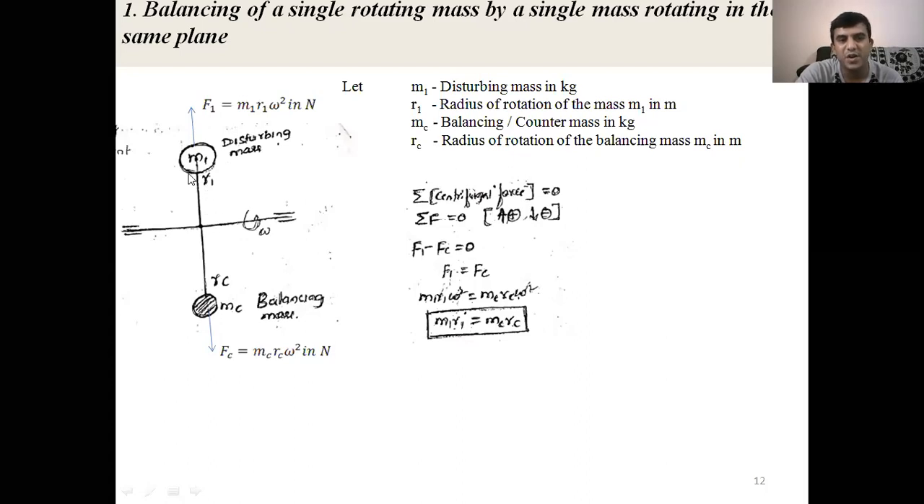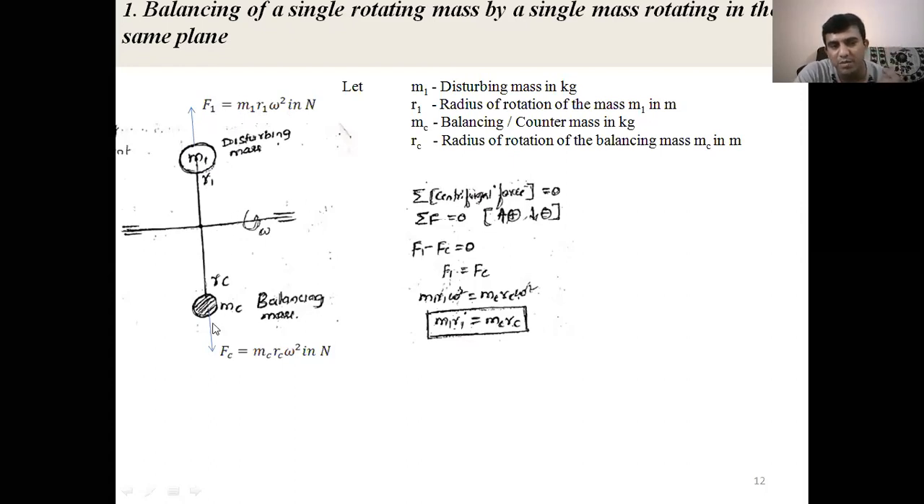That eccentricity we call R1. The whole mass of the rotor we represent as M1. Once you start rotating, that produces a disturbing mass. How much centrifugal force is generated here? F1 is equal to M1 R1 omega square, in Newton. Now how do you make it balance? This is a single disturbed mass.